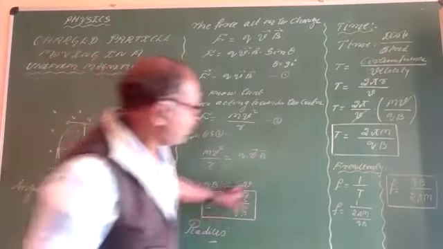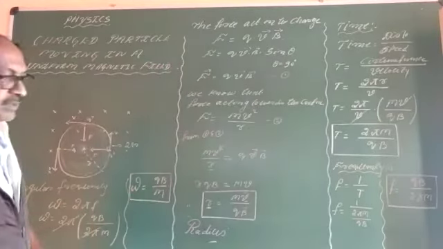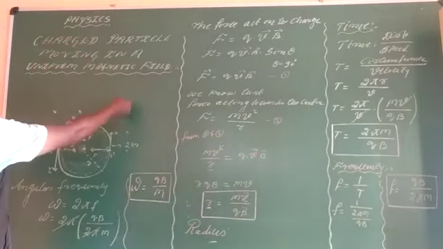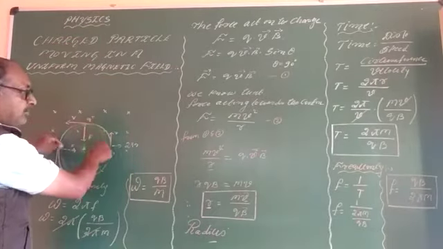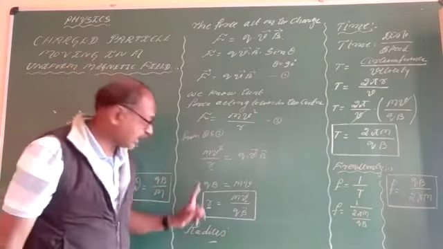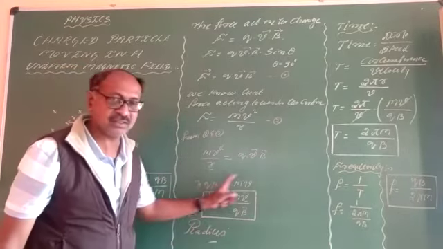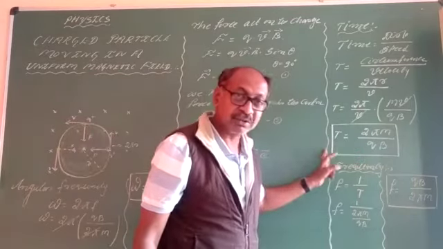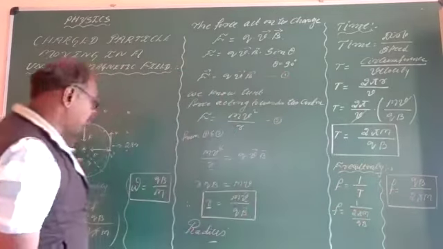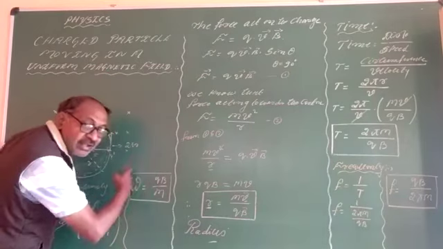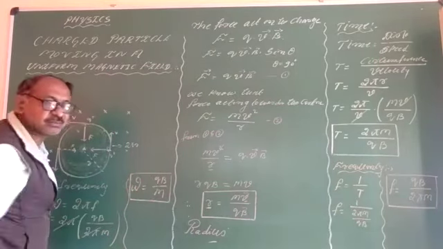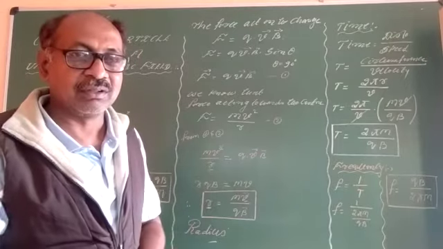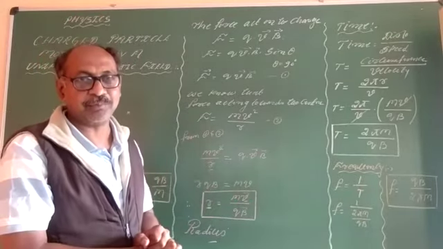So these are the 4 important things we need to study. When a charged particle is kept in a uniform magnetic field, its radius is this much, the time period is this one, the frequency is this one, and the last one, the angular frequency, is this much. This is the thing we need to study today.